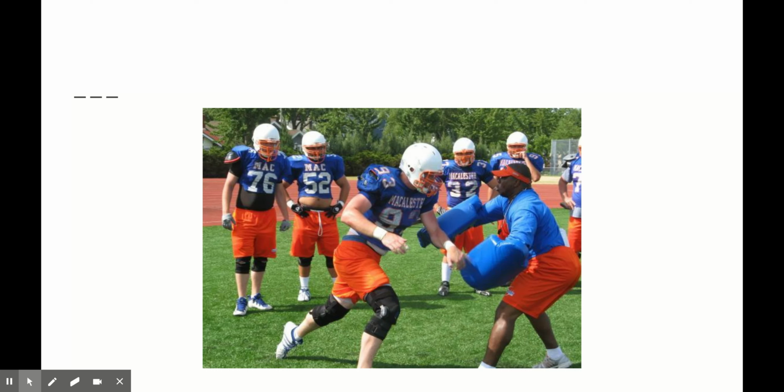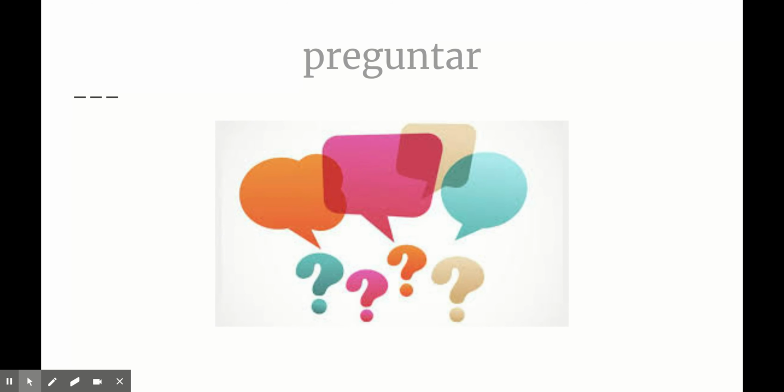Moving on. A lot of you guys do this before you play the game. You have to practicar. It's a cognate. Obviously, it looks like to practice. Practicar, to practice. Not just sports, anything, okay? But a lot of us relate to this.